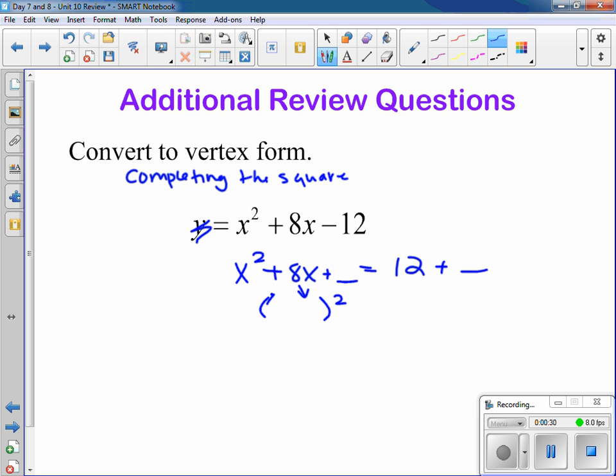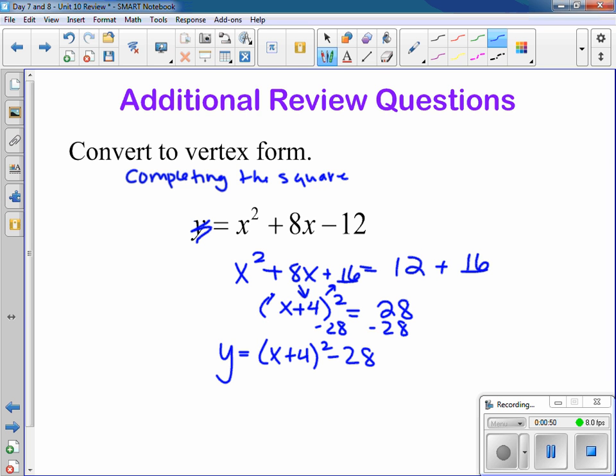So half of 8 is 4, so I get x plus 4 squared. 4 squared is 16. And if I add 16 to that side, I have to add it to this side. And I get 28. Your last step is to move the 28 over. So your final vertex form is y equals x plus 4 squared minus 28. And your final vertex is negative 4, negative 28.